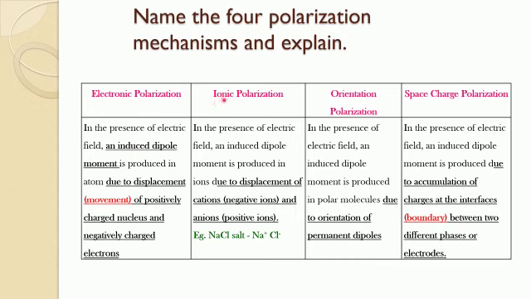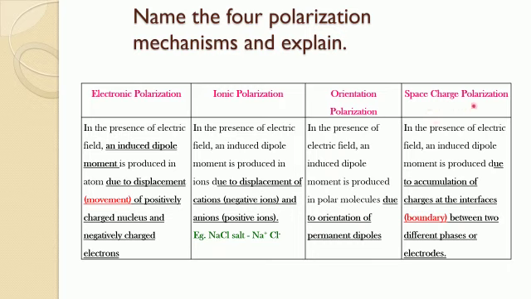Ionic polarization takes place in ions. Example, sodium chloride salt, which consists of Na plus ions and Cl minus ions. Again, in the presence of an electric field, the anions and cations move either towards or away from the electric field and induce an electric dipole moment, and it is called ionic polarization. In orientation polarization, the polar molecules which have permanent dipoles will orient as a function of the electric field.